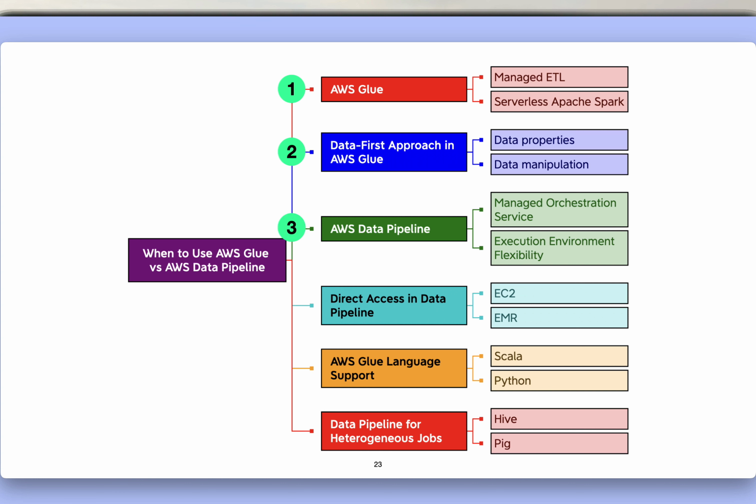3. AWS Data Pipeline, managed orchestration service. Data Pipeline offers a service that provides more flexibility in terms of the execution environment and control over compute resources. 4. Direct access to EC2 and EMR in Data Pipeline. With Data Pipeline, you have direct access to Amazon EC2 instances or Amazon EMR clusters that run your code. 5. AWS Glue supports Scala or Python. AWS Glue ETL jobs are typically Scala or Python based. 6. Data Pipeline for heterogeneous jobs. If your tasks require a variety of engines like Hive and Pig, then Data Pipeline is more suitable.